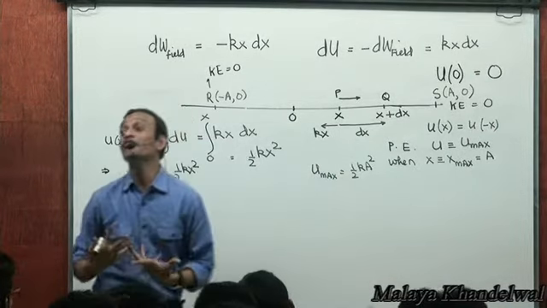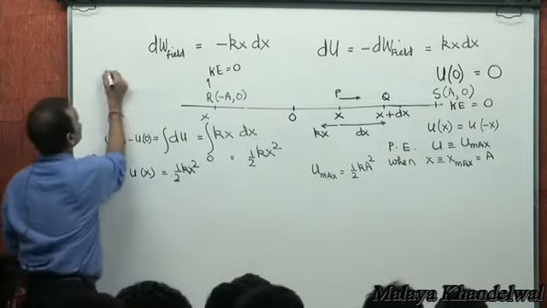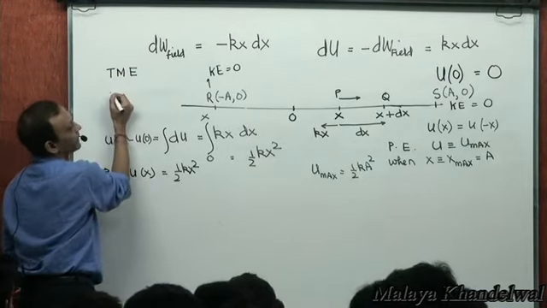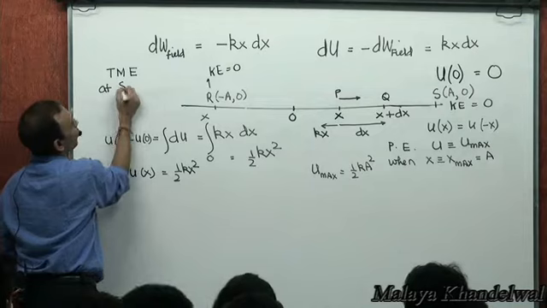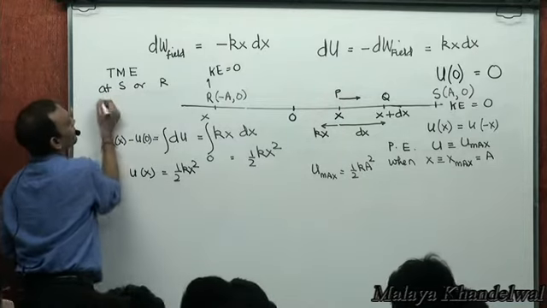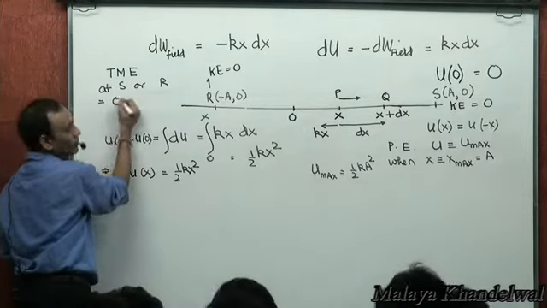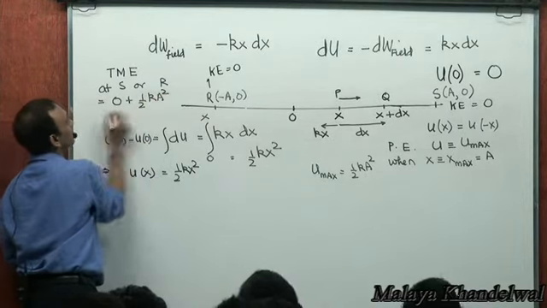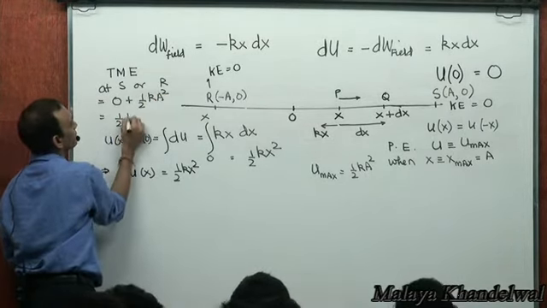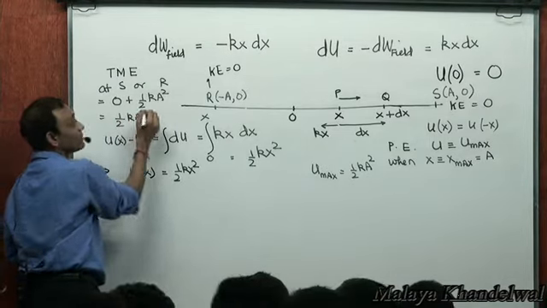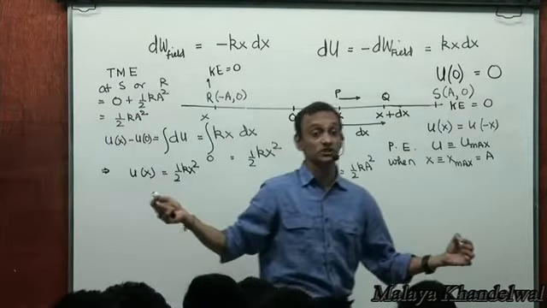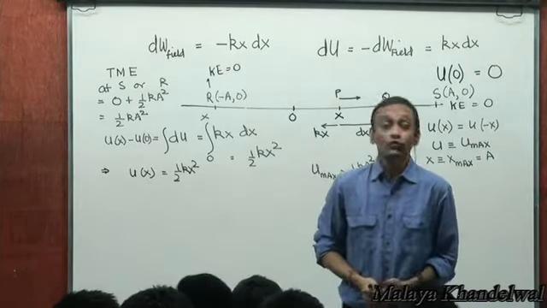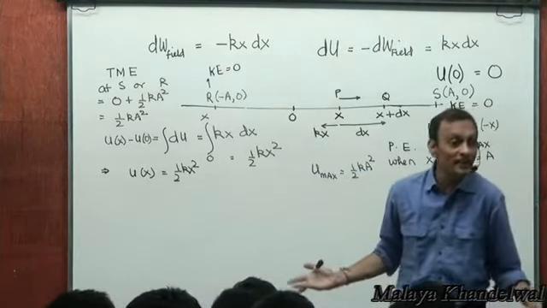What's the total energy at S? TME, total mechanical energy at S or R. Kinetic energy 0, potential energy half kA squared. That means half kA squared. That's the total mechanical energy at the extreme positions. And would the total mechanical energy at the extreme position be the total mechanical energy anywhere else?